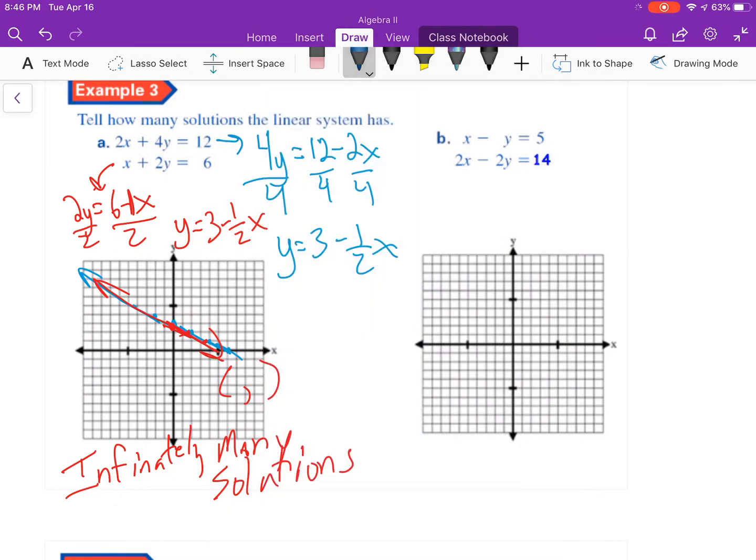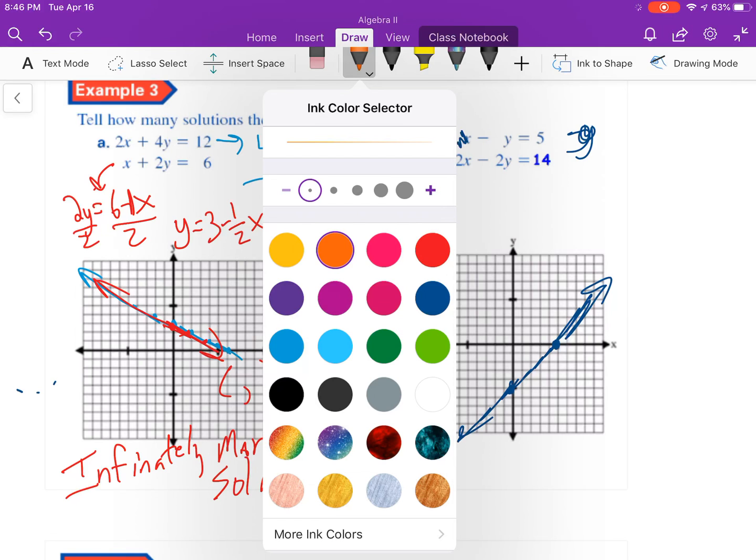Yep. So here we go. I'll do the same thing. I'm going to get y by itself. Well, actually, better yet, I'll just say x equals 5. And if I cancel that out, divide by -1, y is -5. Okay, there's one line.